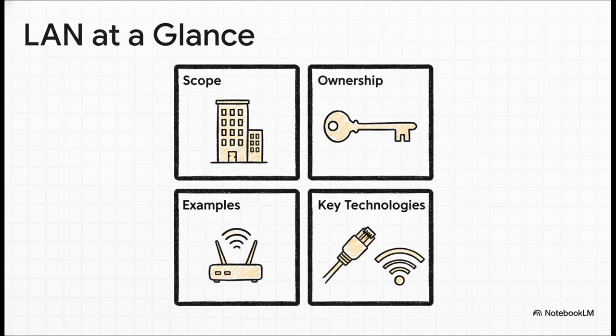First, the scope is small, but, and this is crucial, the ownership is private. Your home Wi-Fi, that's your LAN. You own the router, you set the password. And that privacy is exactly why LANs are so fast and secure. The data doesn't have to travel very far, so it's super quick, and since you control who's on it, it's a trusted space. This little private network is the bedrock of all connectivity.